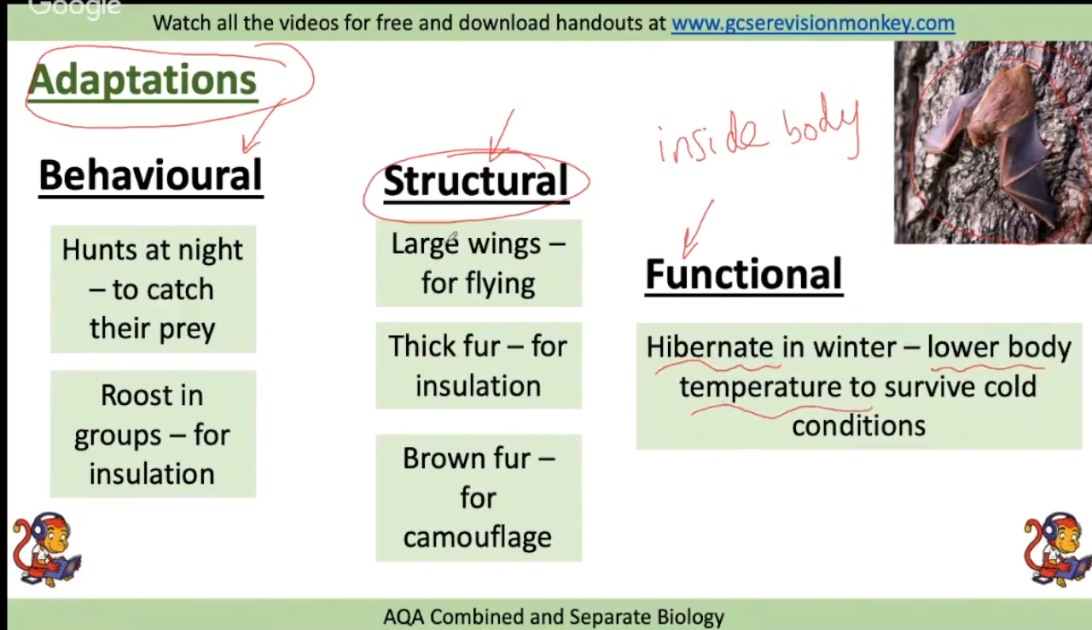So whatever animal or plant you're given, could be a 6 marker, for example, try and think about how it behaves, the structure of it, and things that happen inside of it.